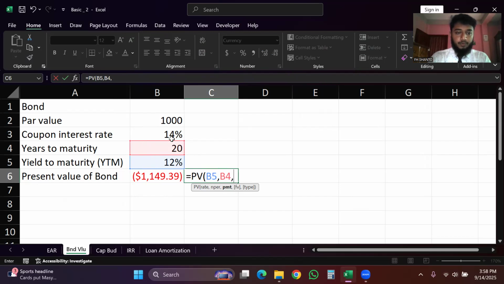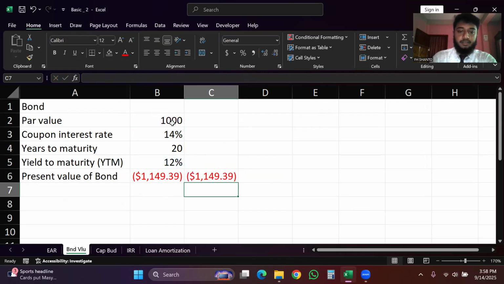We have to multiply par value by the coupon rate of interest, then comma, then the future value, that means par value. Closing the bracket, press enter. Here is the actual value. See, the two values are the same.